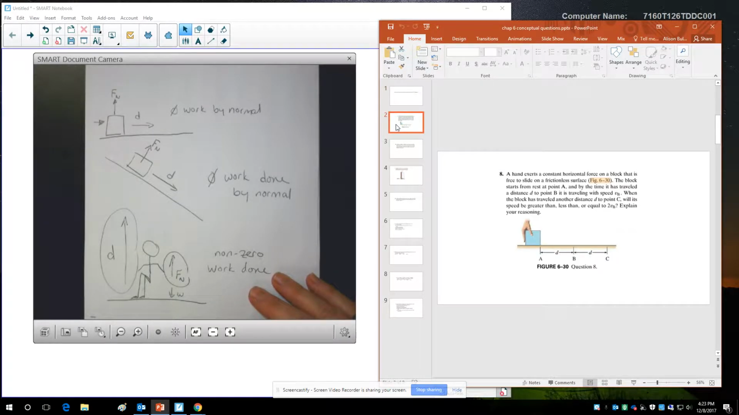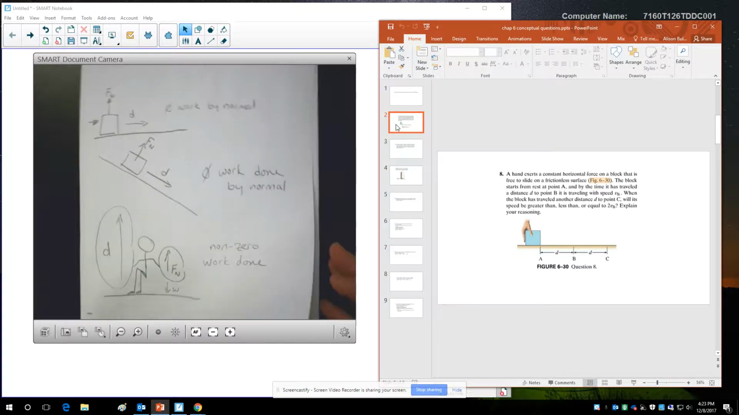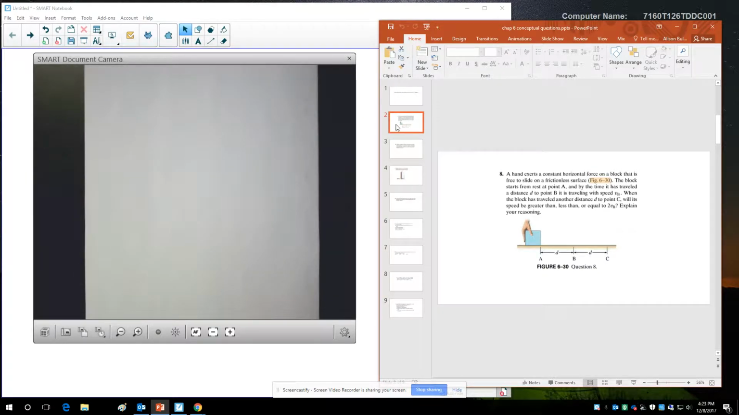The next question, number 8, tells you that a hand exerts a constant horizontal force on a block that is free to slide on a frictionless surface, as shown in the figure. The block starts from rest at point A, and by the time it has traveled the distance d to point B, it is traveling at speed v subscript b. When the block has traveled another distance d to point C, will its speed be greater than, less than, or equal to double the velocity?